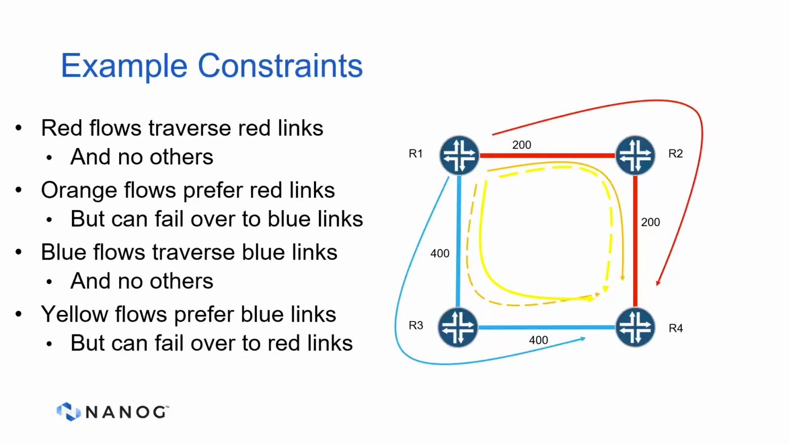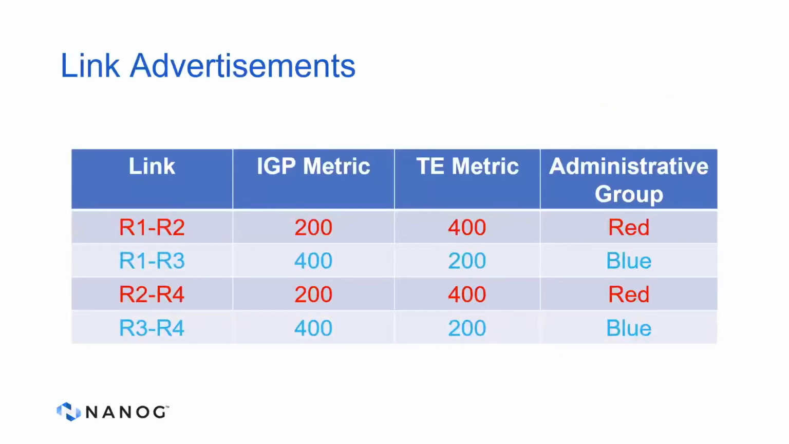And we can see the IGP metric and TE metric here. So R1 to R2 will be a red link and will have an IGP metric of 200 and TE metric of 400. And R1 to R3 will be a blue link with 400 as IGP metric and 200 as TE metric, the administrative group being blue. And R2 to R4 is a red link, and similarly R3 to R4 is a blue link.